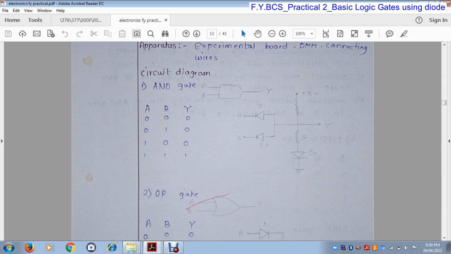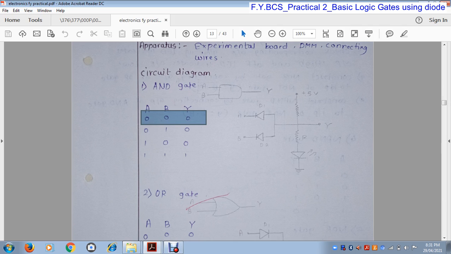Now let's see the first condition. According to the first condition, input A and input B both are 0. That means the cathode of D1 is 0 and the cathode of D2 is also 0. Here we provide 5 volt, so all the current comes across these two diodes.